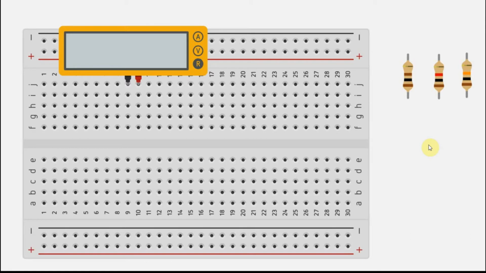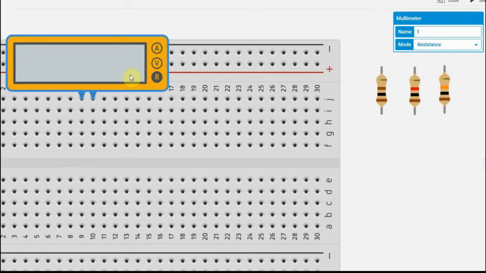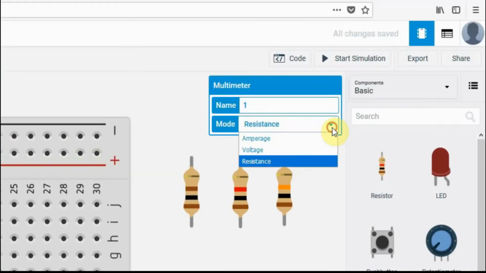Today we're going to talk about resistors. In order to measure a resistance, you have to use a multimeter, and I've positioned one right here. If I click on it, it brings up here. I'm going to use it to measure resistance.